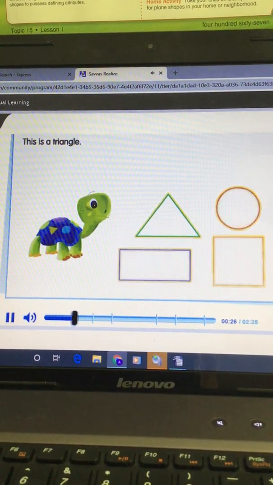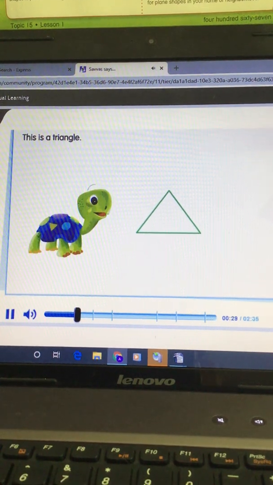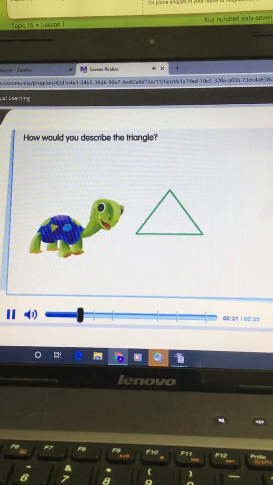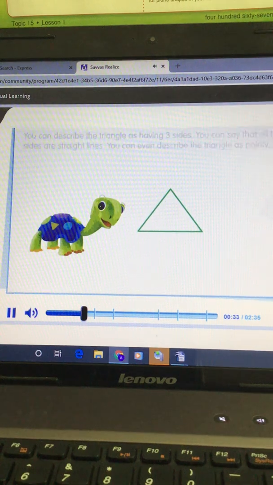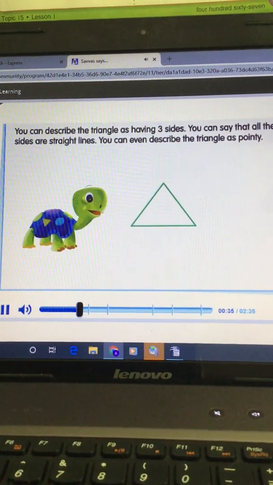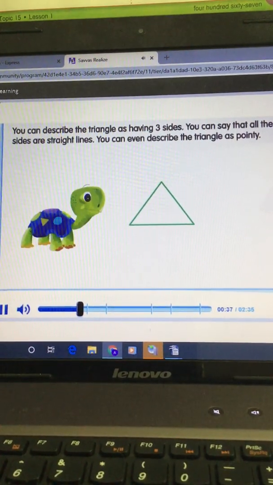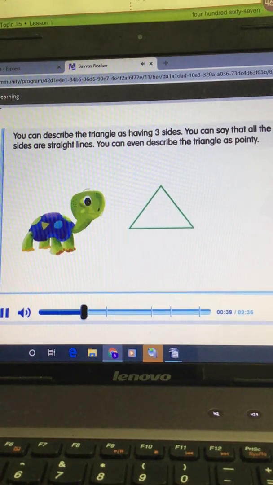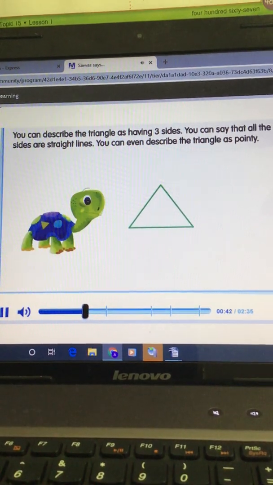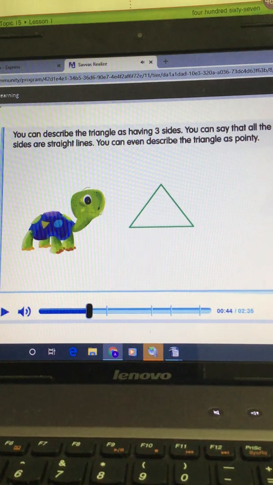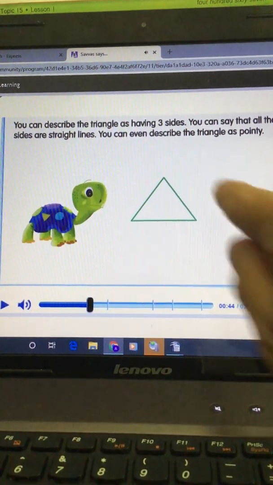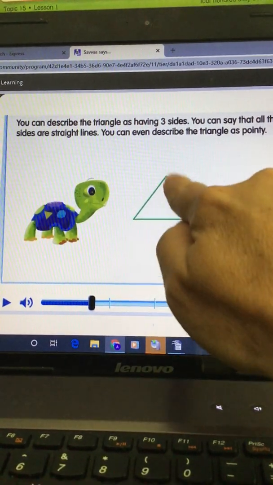This is a triangle. How would you describe the triangle? You can describe the triangle as having 3 sides. You can say that all the sides are straight lines. You can even describe the triangle as pointy.